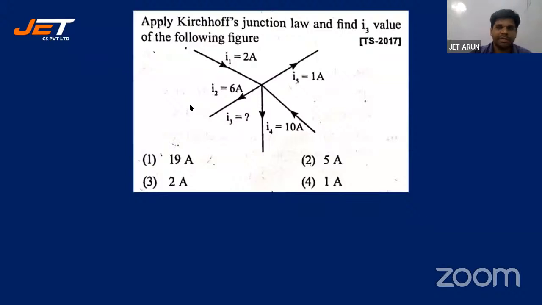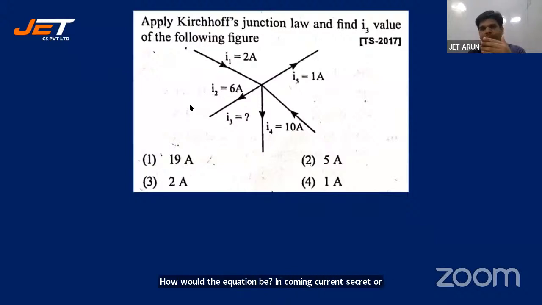Okay, I'm getting answers. All right. So let's look at the equation. How will the equation be? Incoming currents is equal to outgoing currents. So incoming currents is 2 amperes plus 10 amperes. Outgoing currents are 6 and 1.